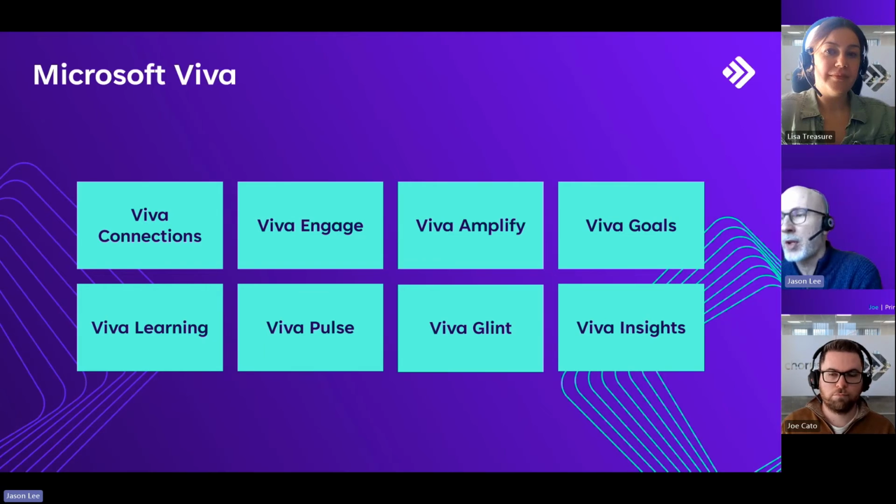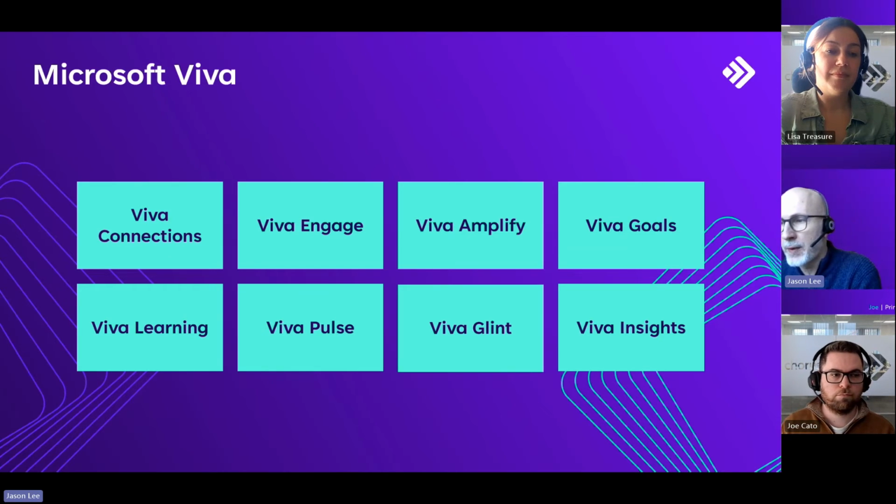Viva Engage builds on what used to be Yammer. That's all about enabling open communities, open conversations, if you've got things like working groups, study groups, social groups, and so on. Viva Amplify is all about enabling effective internal comms.